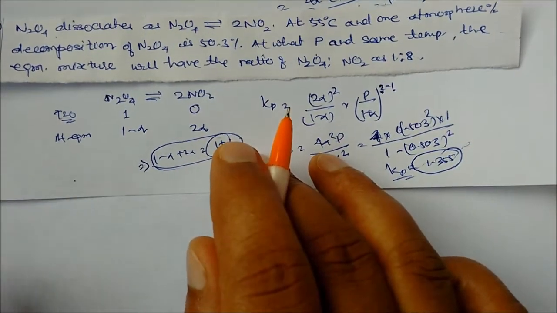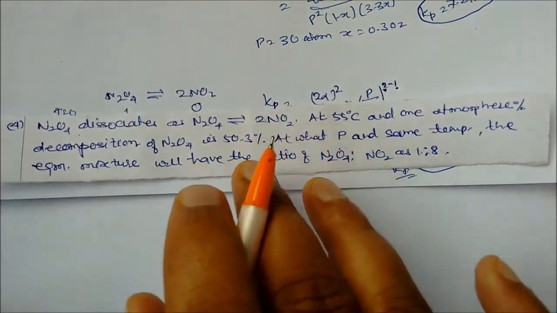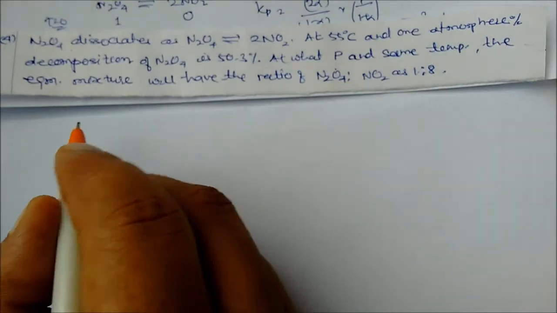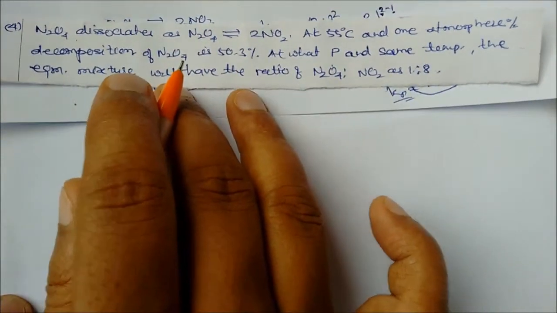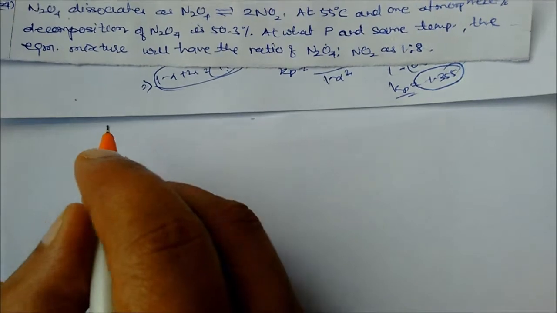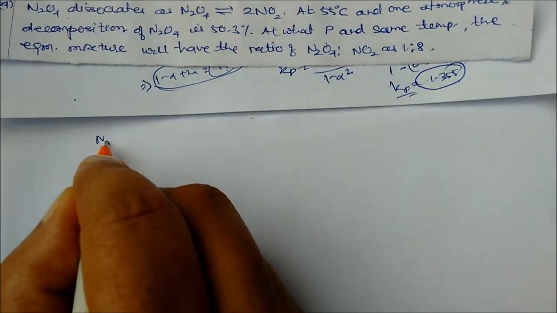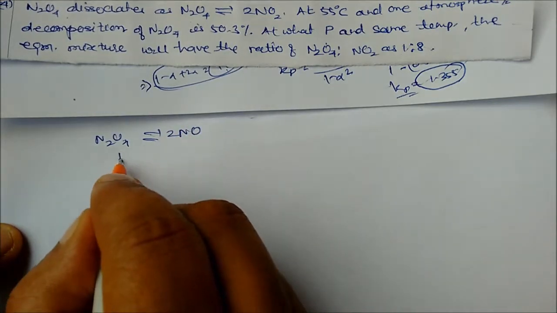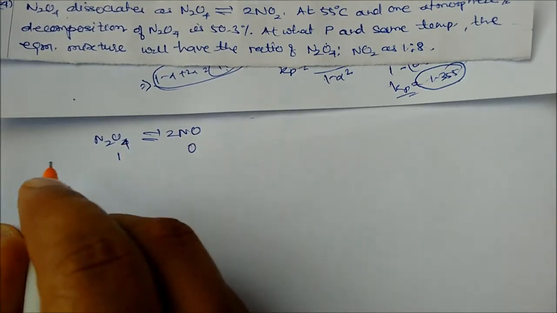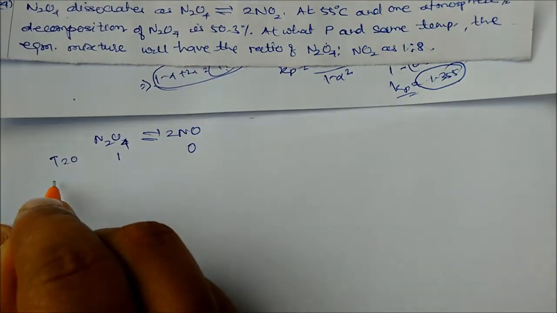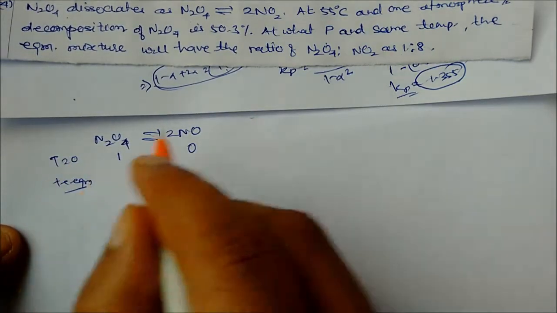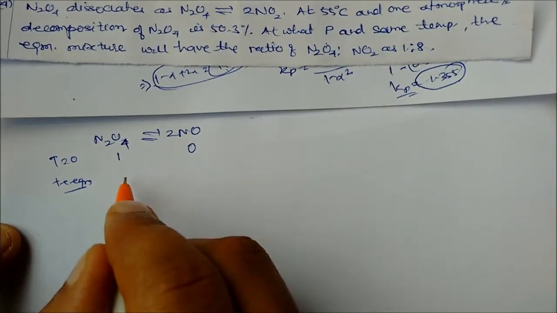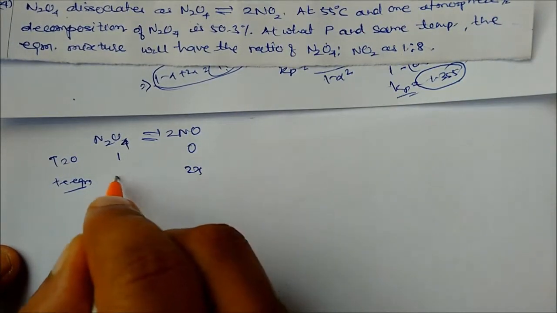Now if you know the Kp, we have to find the second value. Suppose N2O4 again changes into the two forms. Initially at t equals 0, N2O4 is 1 and NO2 is 0. Because we have to find P, we know the Kp is equal to 1.355. So at equilibrium this will be 2x, and this is 1 minus x.